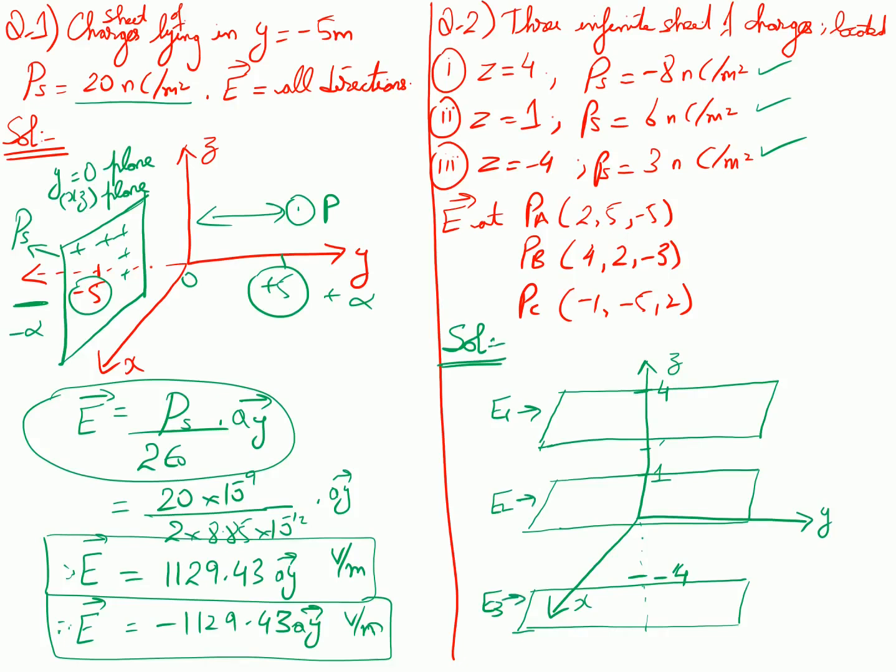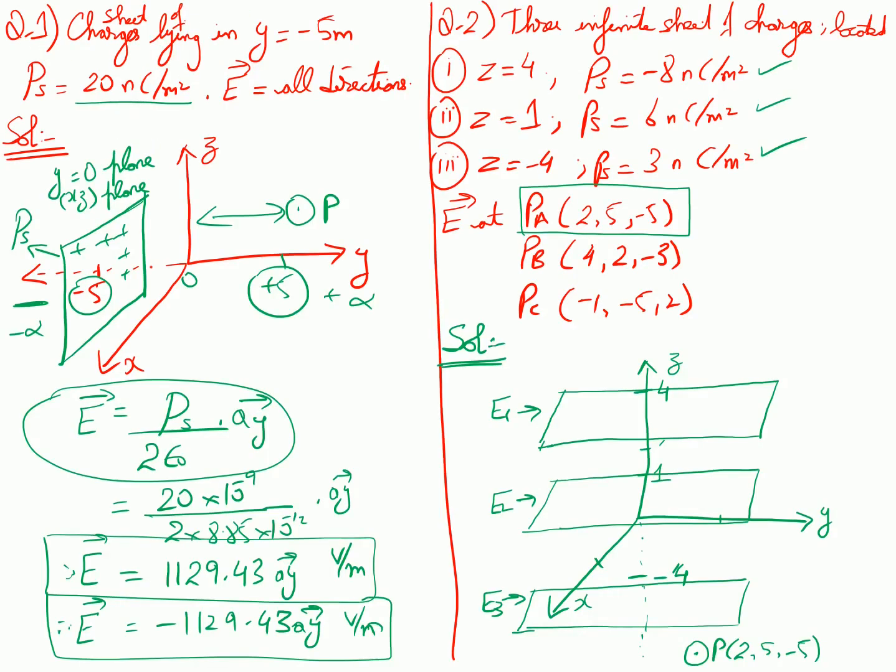Now the first point at which we need to find the electric field is (2, 5, -5). So x is equal to 2, y is equal to 5 and z is equal to -5. So this point is lying over here. As you can see, the point of interest where the electric field needs to be found is below the three sheets. So this means that my equation is going to be what?